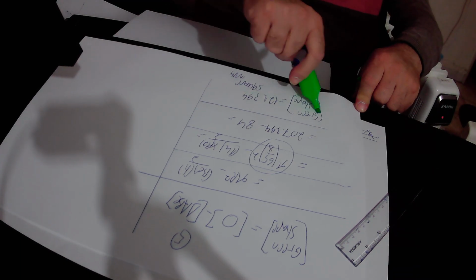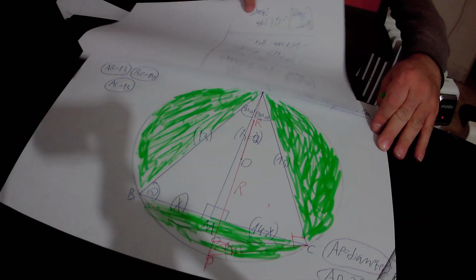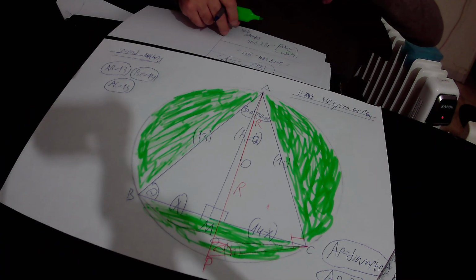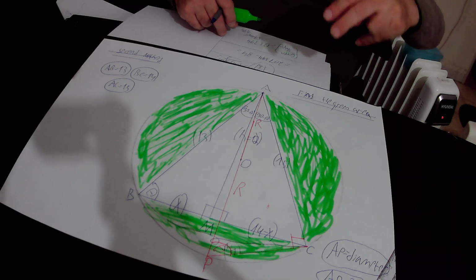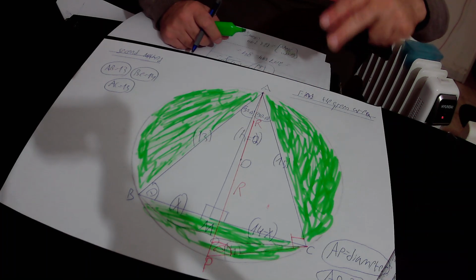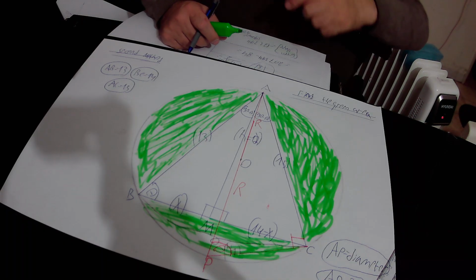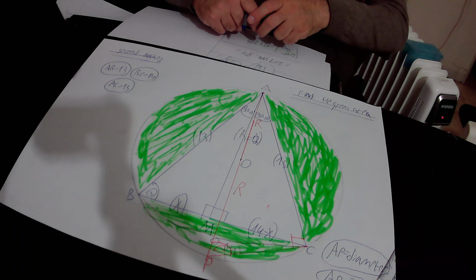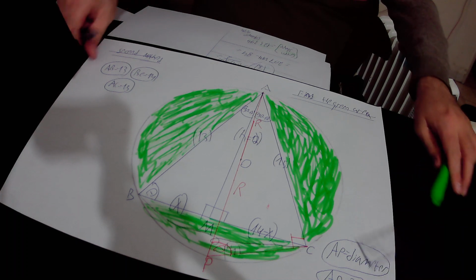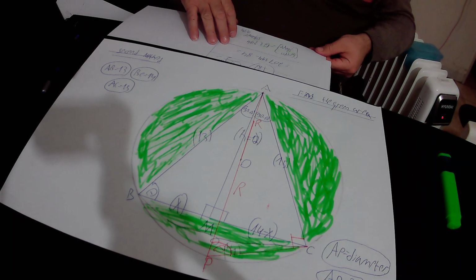I'll say it again. In both methods we found out that the area of this green shape in total is equal to 123.394 square units. We finished with the second method. In the next step I will summarize the lecture. We'll start with the first method, of course.